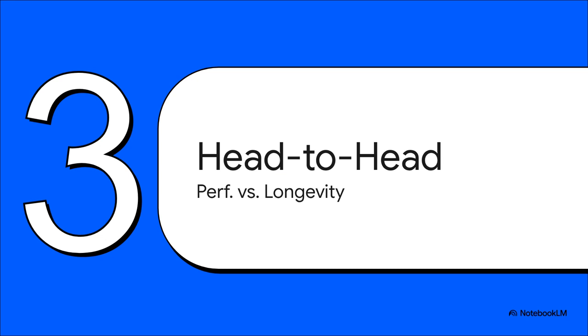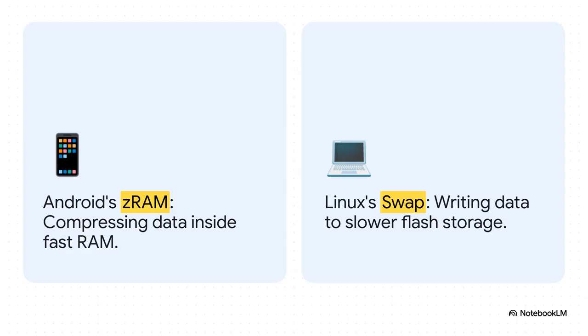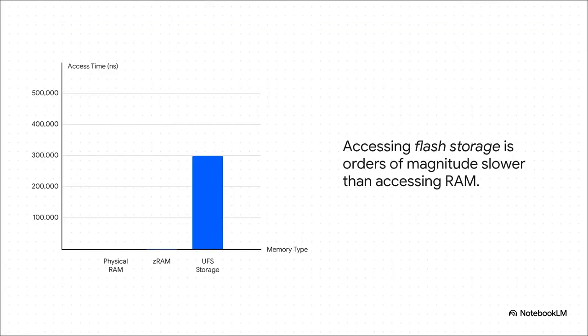Hoard versus kill. How do they actually stack up when you put them in the ring together? Let's find out. At the end of the day, the fundamental difference comes right down to this. Android's ZRAM is doing a really fast compression operation entirely inside your phone's lightning-fast RAM. Traditional Linux swap is doing a very slow writing operation to your device's much slower flash storage. And the difference in speed? Well, it's just staggering. Just look at this.